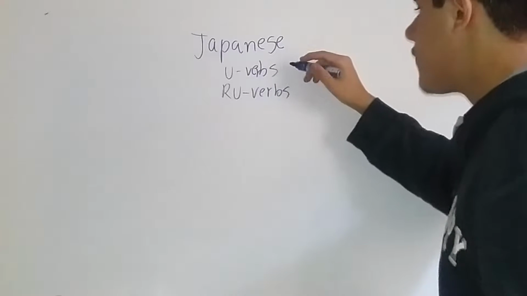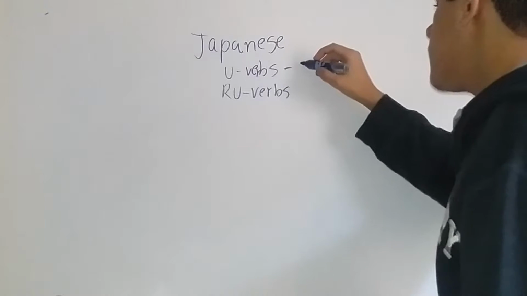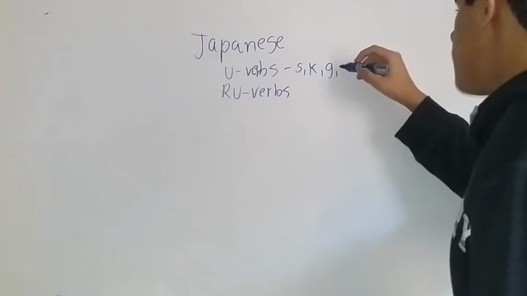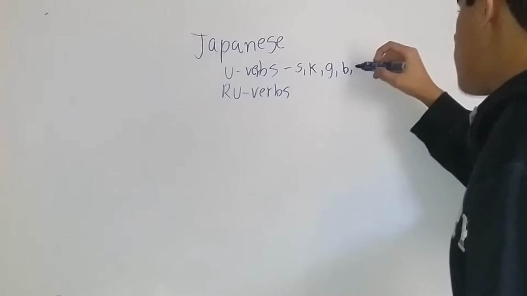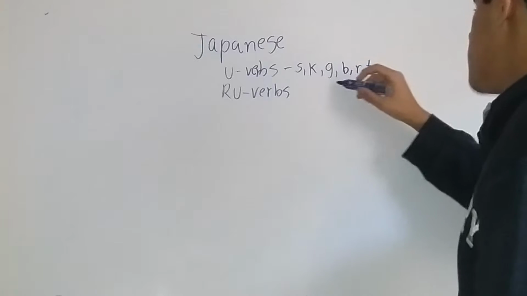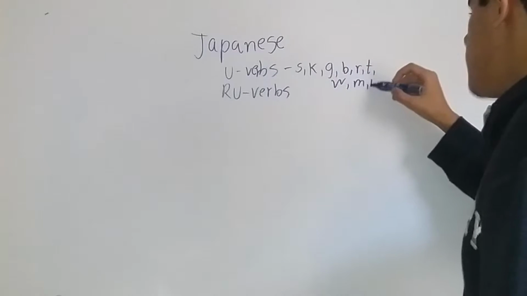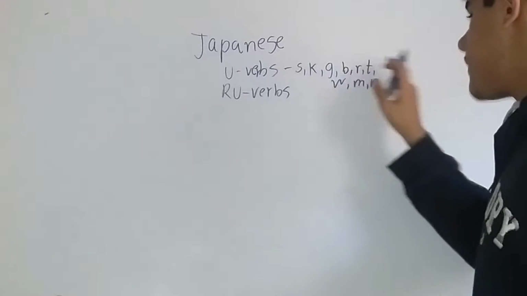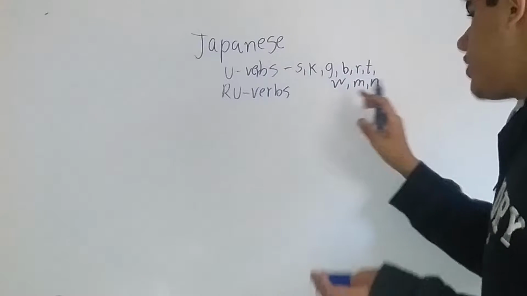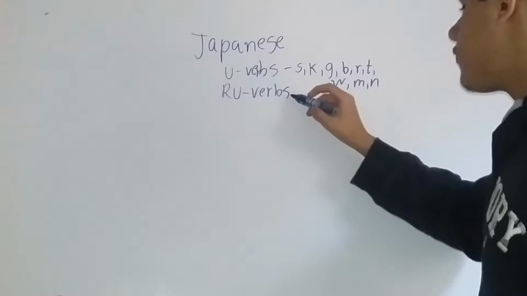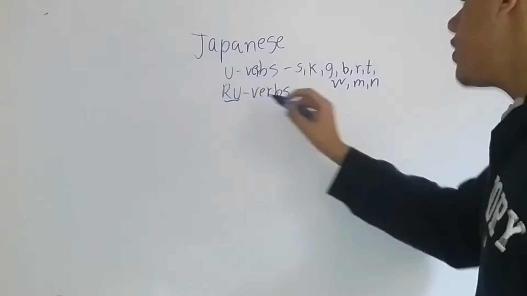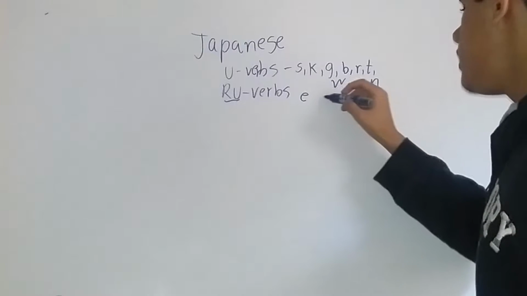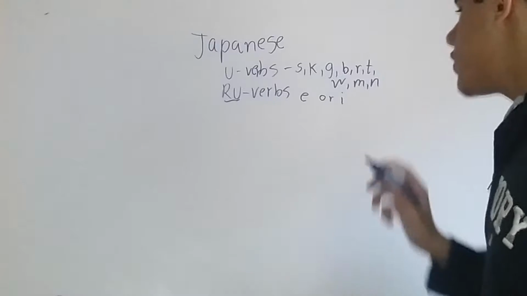If we take the U from the verb, we will have the letters S, K, G, B, R, T, W, M, and N. If we take the U from the verb, this stem will have these letters. And if we take the ru from the verb, we are going to have e or i.